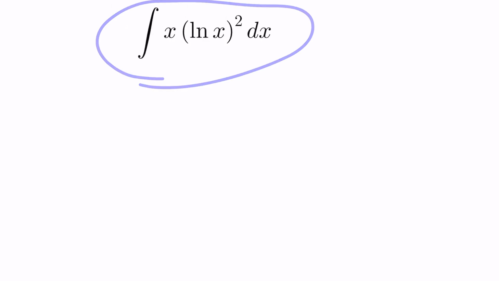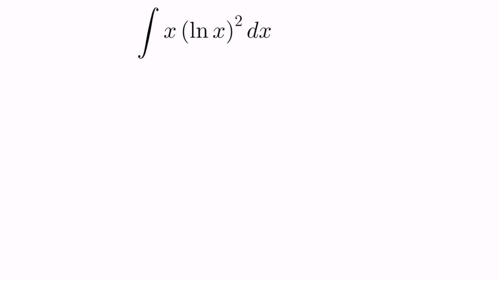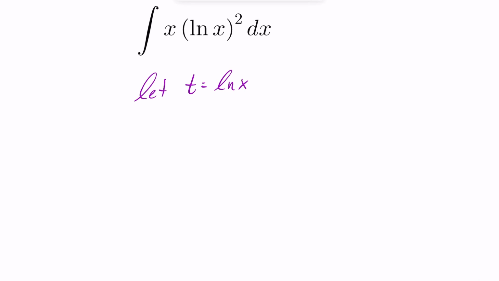Okay, in today's lesson, we're going to look at the integral of x times ln of x quantity squared with respect to dx. So first thing here with this question, I'm going to do a substitution to clean this up a bit. I'm going to let t equal the ln of x. And if t equals the ln of x, then I know that dt is going to be 1 over x dx. And from here, I know that e to the t is equal to x.